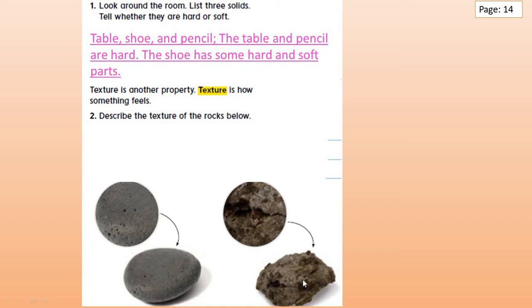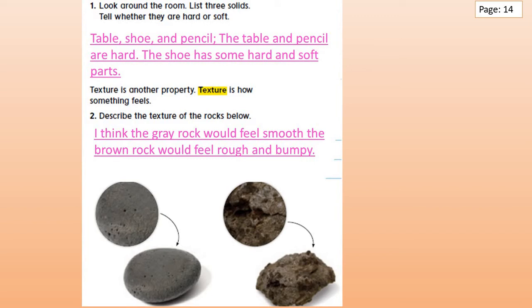Let's see the brown rock. Is it smooth or rough? It's rough, of course, and bumpy. So the gray rock would feel smooth and the brown rock would feel rough and bumpy. Please, grade 2, be sure to write the answer on your book, page number 14.